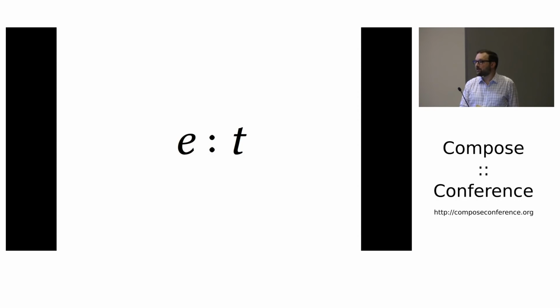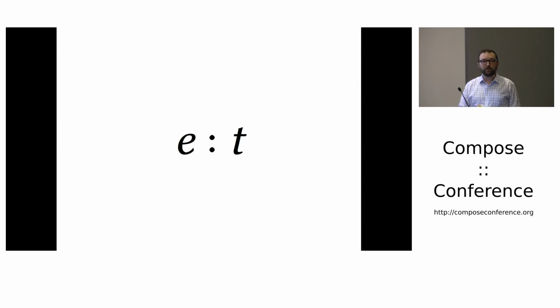When I say form of judgment, what I mean is a judgment with holes in it, which is to say, E here doesn't mean I actually wrote an E. It's a variable standing for some arbitrary expression. And T there is not the single type called T. It's a meta variable standing for some arbitrary type. And so this is a form of judgment.